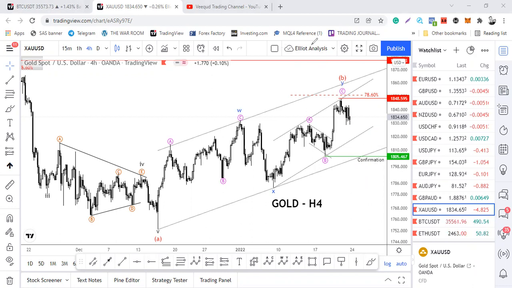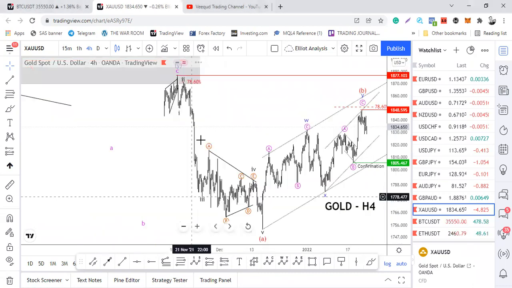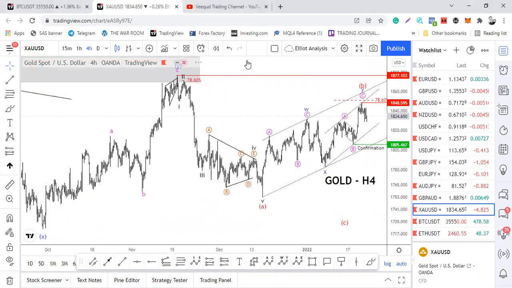let me zoom out. So this is the key level I'm talking about on gold. This is the origin of the impulse at 1877.103. So as long as the price is trading below this area, then we could expect a further sell-off on gold to move lower in this wave C to complete this zigzag pattern.